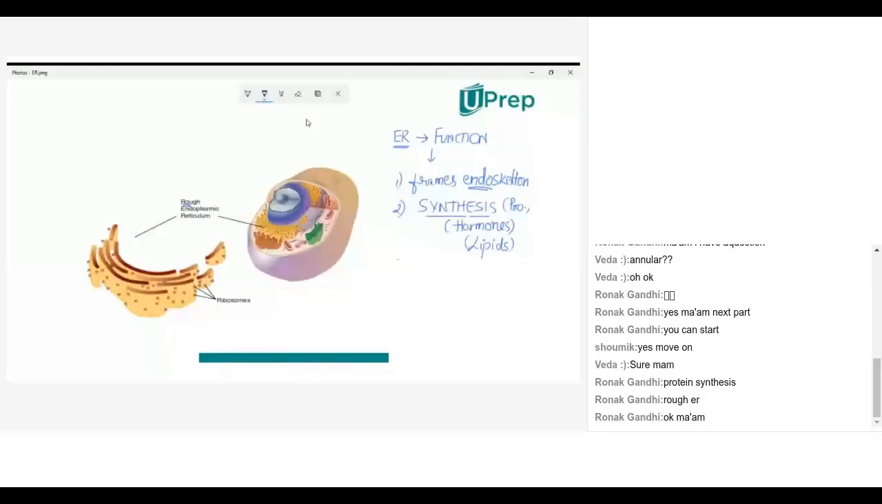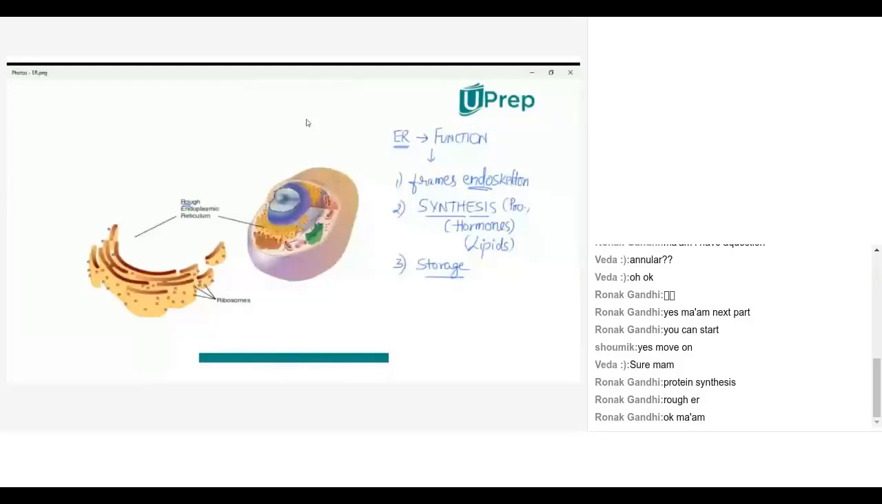This is the synthetic role of the endoplasmic reticulum. Now, the other important function of the endoplasmic reticulum is that it helps in storage. What materials the endoplasmic reticulum will store, we'll see when we discuss rough and smooth endoplasmic reticulum. These are the basic functions of the endoplasmic reticulum without any differentiation. It forms the endoskeleton, it synthesizes different biomolecules, and it stores other materials. This is the common function of the endoplasmic reticulum.